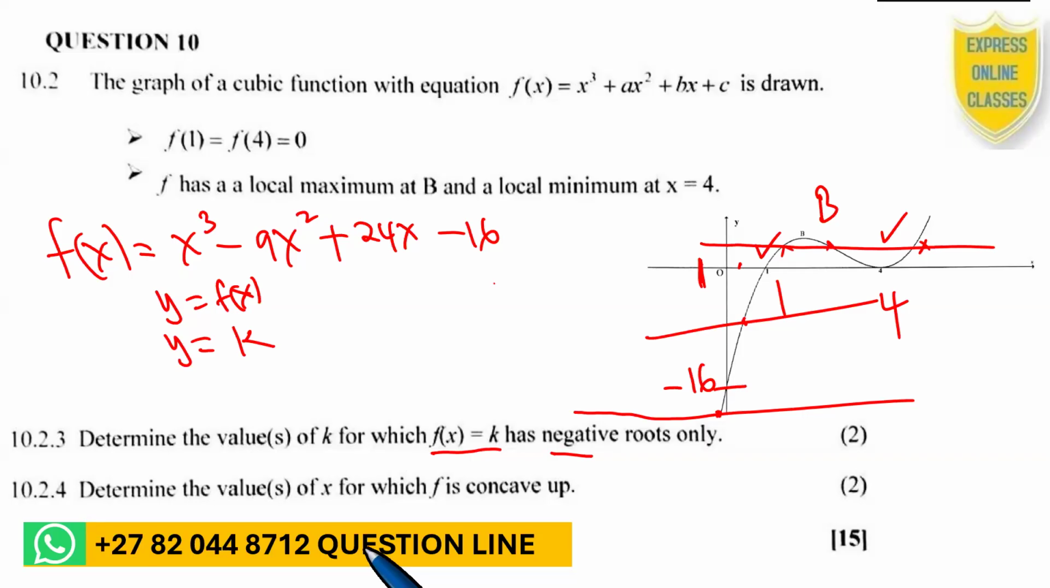So in the end, any value of y must be less than minus 16, which means k must be less than minus 16.